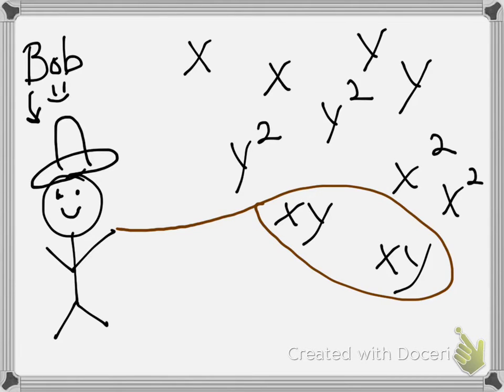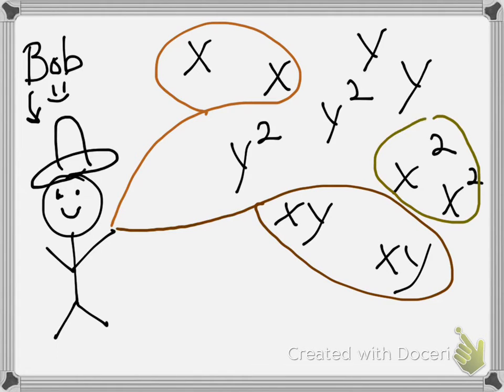Then he says, well, wait a minute. Now I have some other things that need to be separated. So let's look at these X's up here. All the way up here. Let's lasso those X's and get those put together. But Rancher Bob's not through yet. He gets out another lasso and he says, oh, let's look here. I've got some X squareds. I'm going to lasso those together.